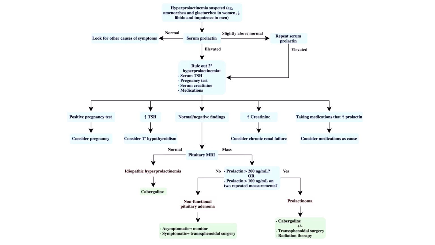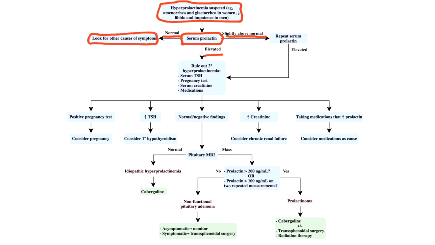Alright, here is an algorithm we've created for hyperprolactinemia. When hyperprolactinemia is suspected based on presentation, the first step is measuring the levels of serum prolactin. If these are normal, we should then consider other causes of symptoms. When the prolactin level is elevated, we move on to the next step. However, sometimes prolactin levels are slightly elevated due to a physiologic increase during sleep, intense exercise, or emotional stress. This is why the measurement should be repeated if prolactin levels are slightly above the normal upper limit.